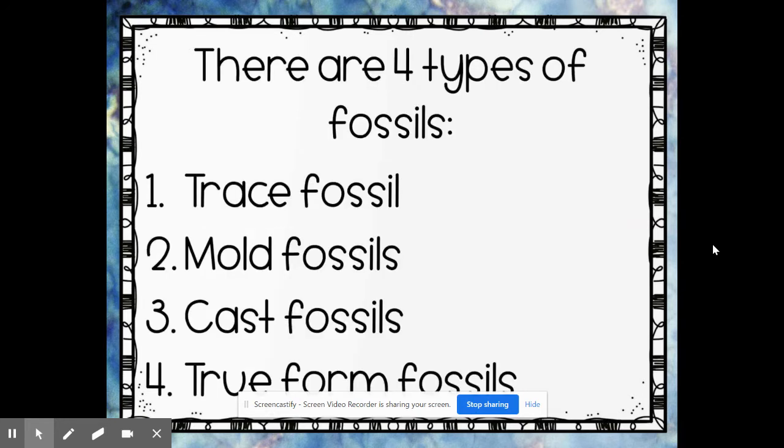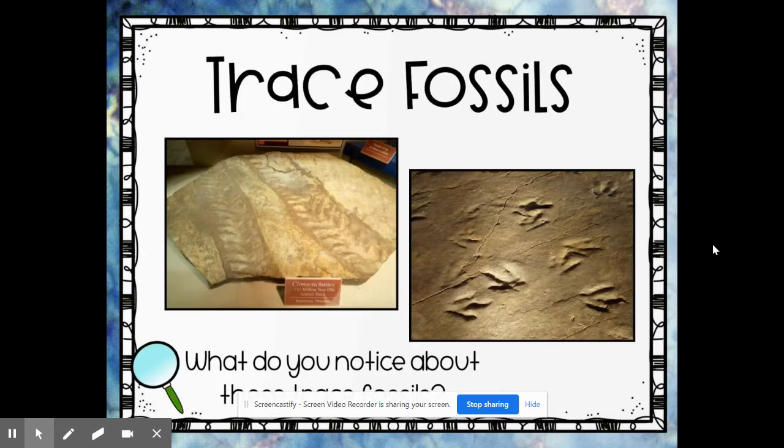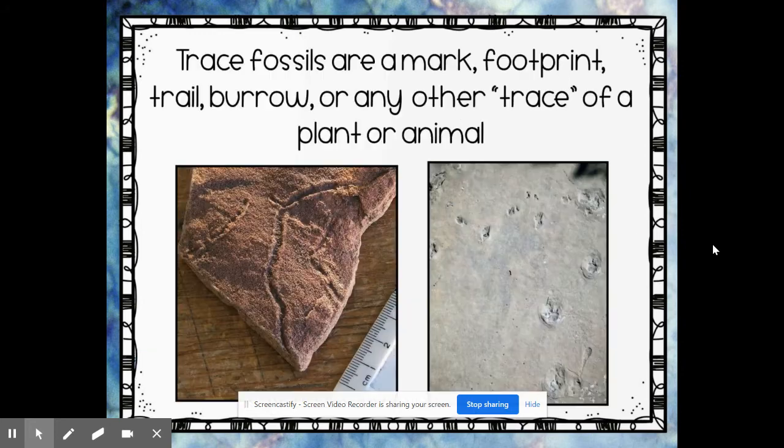There are 4 types of fossils we'll be talking about today: trace fossils, mold fossils, cast fossils, and true form fossils. Trace fossils are what you're looking at now. What do you notice about these fossils? Trace fossils are a mark, footprint, trail, burrow, or any other trace of a plant or animal.